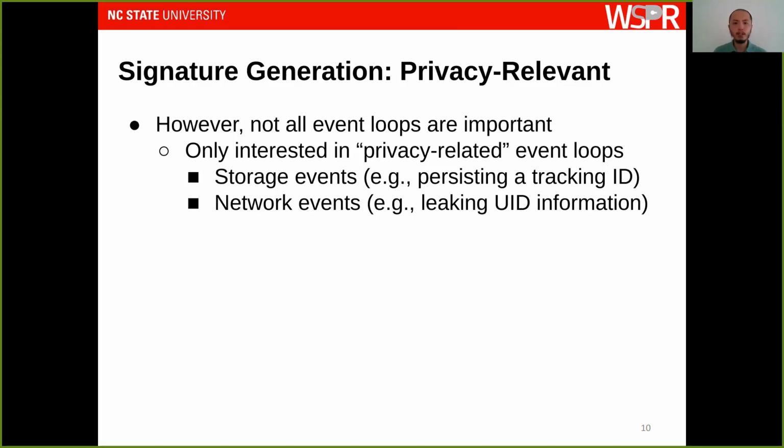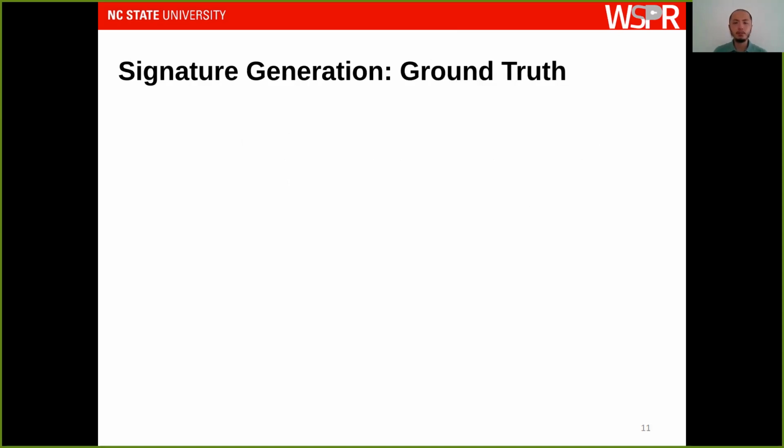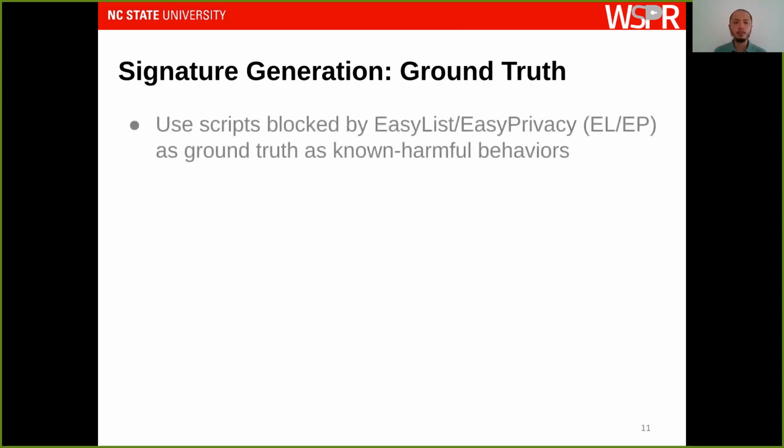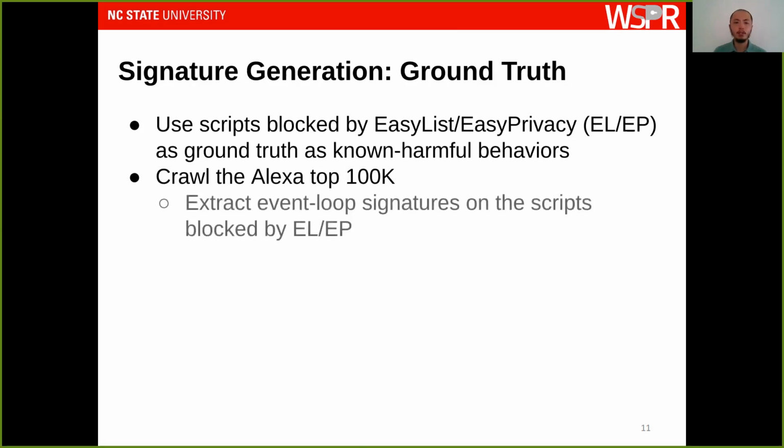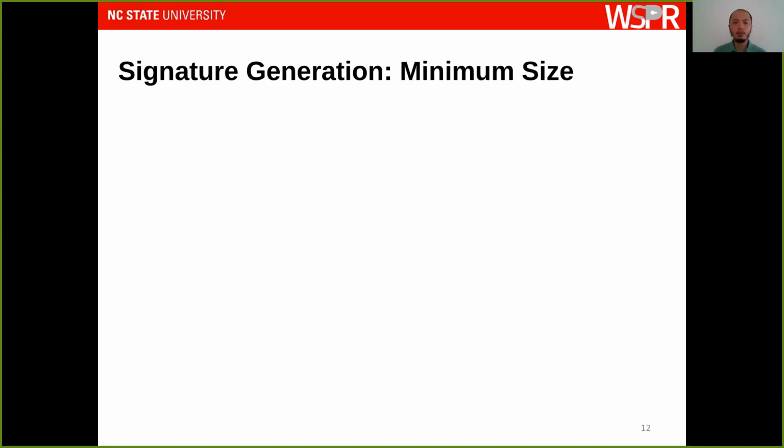Now, in order to use our signatures to detect future list evasion, we first need to have a notion of ground truth. And for this purpose, we use the scripts which are currently blocked by EasyList and EasyPrivacy as our starting point. So basically, we're going to crawl the Alexa top 100,000 websites, and then we're going to extract all of the privacy-related event loop signatures from the EasyList, EasyPrivacy blocked scripts. But then again, we want to mention that not all of the signatures extracted in this manner will be useful for detecting future list evasion.